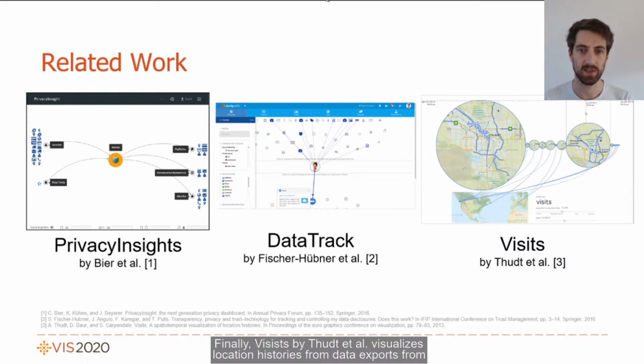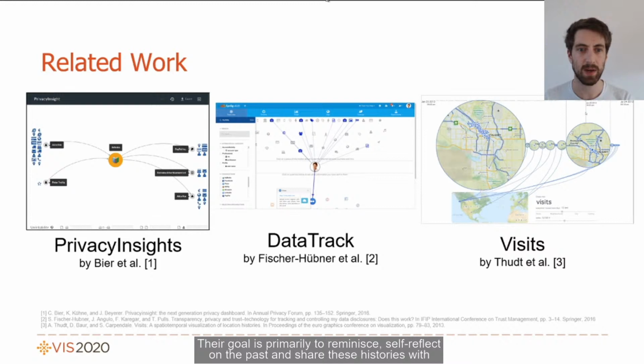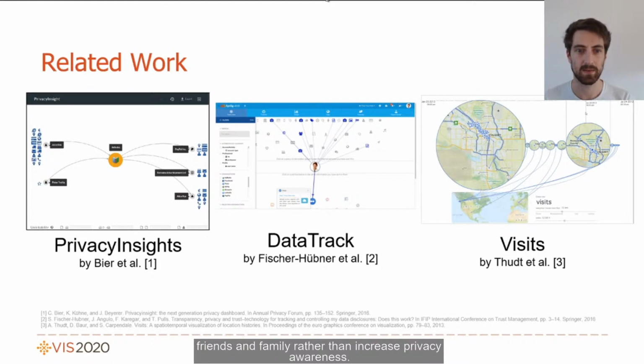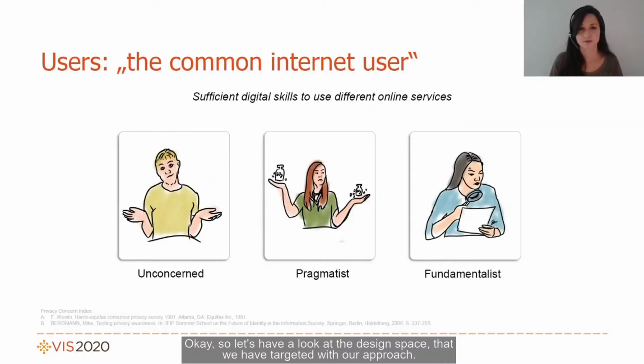visualizes location histories from data exports from various services. Their goal is primarily to reminisce, self-reflect on the past, and to share these with friends and family, rather than to increase privacy awareness. There are more related approaches that we analyze in our paper, however, we have not found any that provides the possibility to visualize and analyze GDPR exports by multiple services simultaneously.